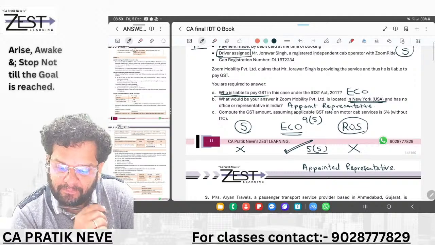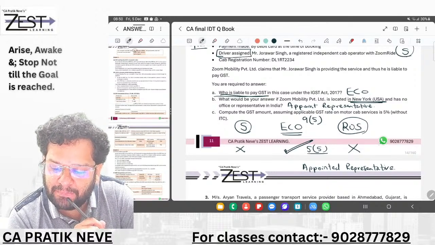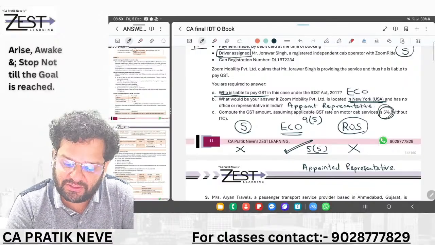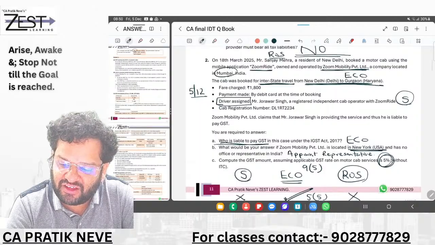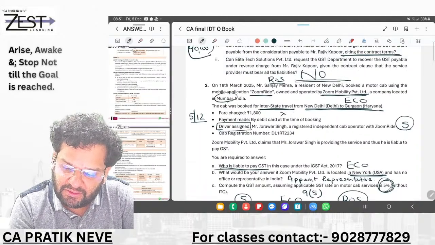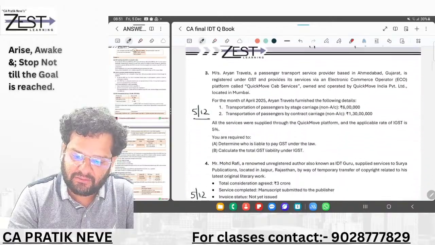Clear? And compute the GST amount assuming the applicable GST rate on motor cab service is 5%. Please calculate at 5% on 1800 rupees. That will be, I think, 90 rupees. So 90 rupees is going to be GST. So it's so simple.